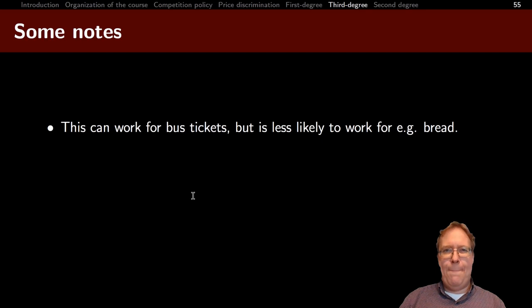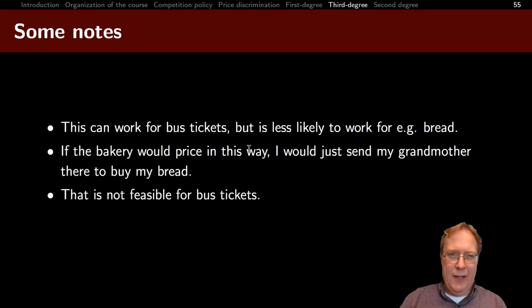I also already mentioned this before. This can work for bus tickets, but not for bread. In other words, we need that there is no arbitrage.